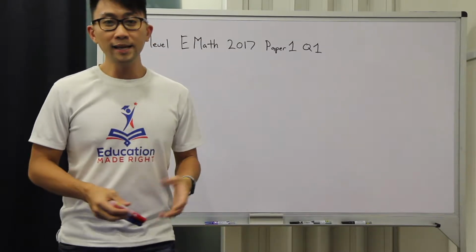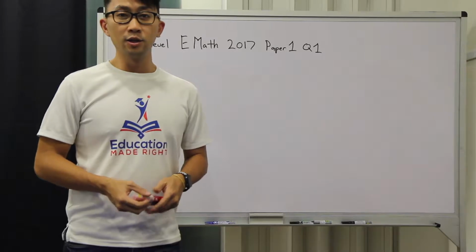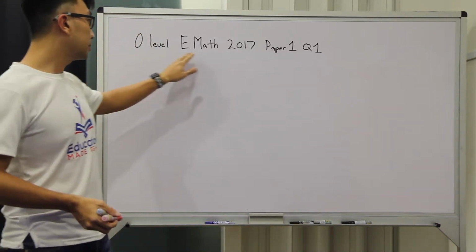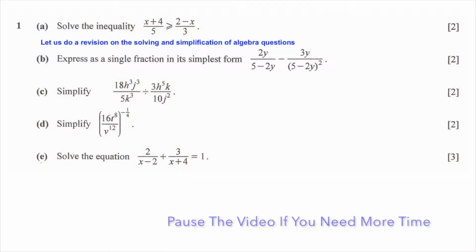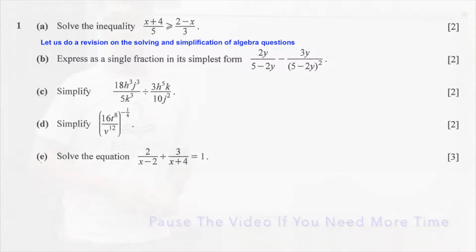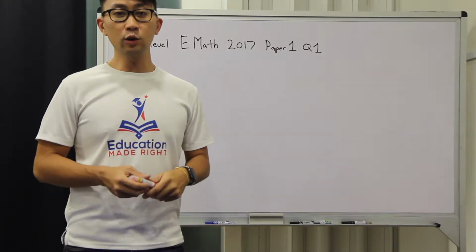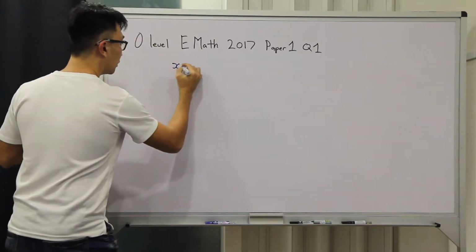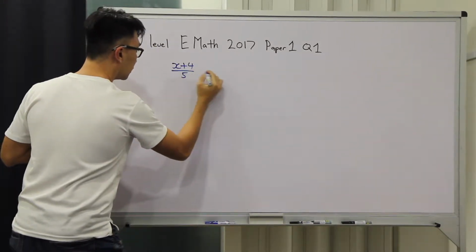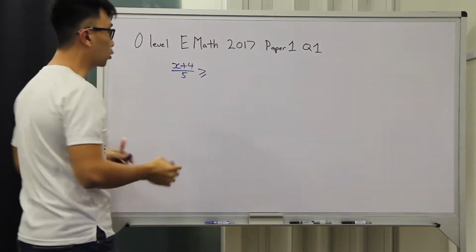Hi, for today, let us do a revision on the solving and simplification of algebra questions. So I've chosen a question from O-Level E.Maths 2017 Paper 1 Question 1. Let's look at part A of the question. Solve the inequality (x + 4)/5 is more than or equals to (2 - x)/3.